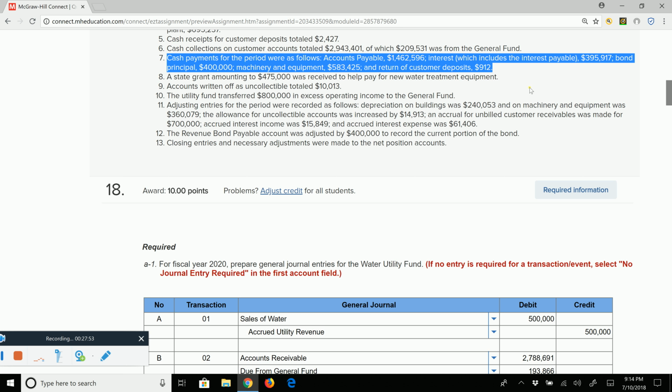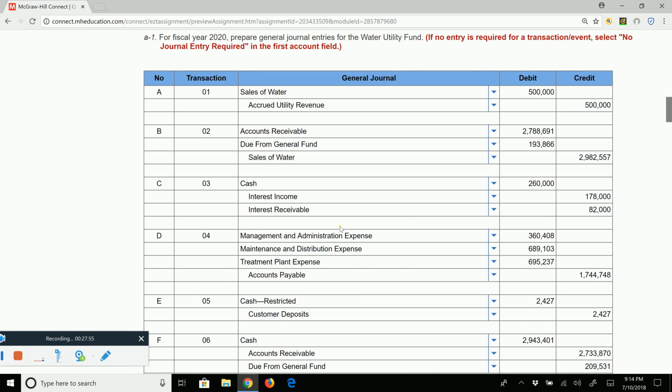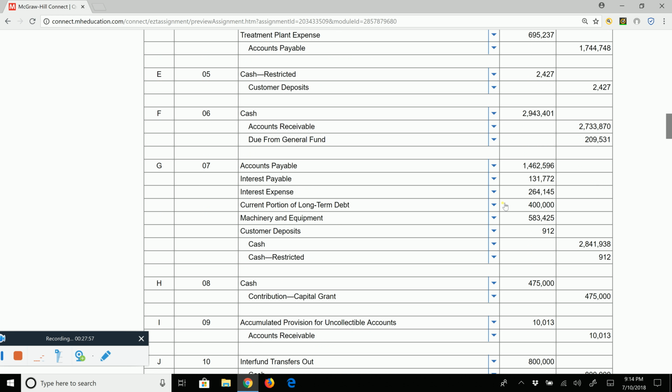And so what you're going to see here in this journal entry is, well, here's the accounts payable we're paying with a debit. Here's the interest we're paying. Some of it was interest payable. That was accrued previously before the year started. The rest is an expense. We're paying down some debt, so we'll debit the current portion of the debt. We bought a machinery and equipment, so we'll debit that asset. And we're returning the customer deposit, so we will debit the liability.